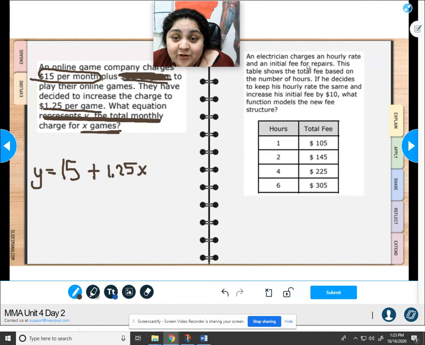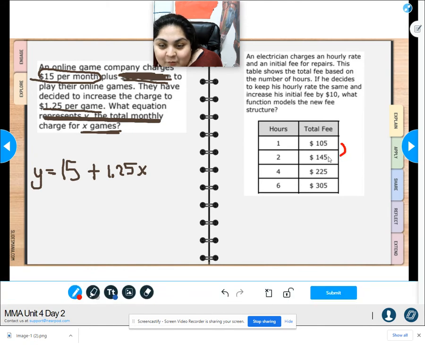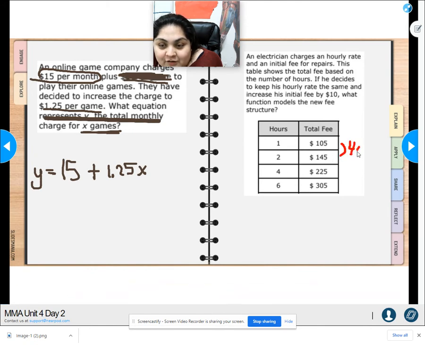Okay, now we go to the electrician who charges an hourly rate and an initial fee for repairs. This table shows the total fee based on the number of hours. If he decides to keep his hourly rate the same and increase the initial fee by 10, what would the function be? He wants to keep the hourly rate the same. So to get the hourly rate, we're going to find what the pattern is. Right here it's $40. Right here it's $80.